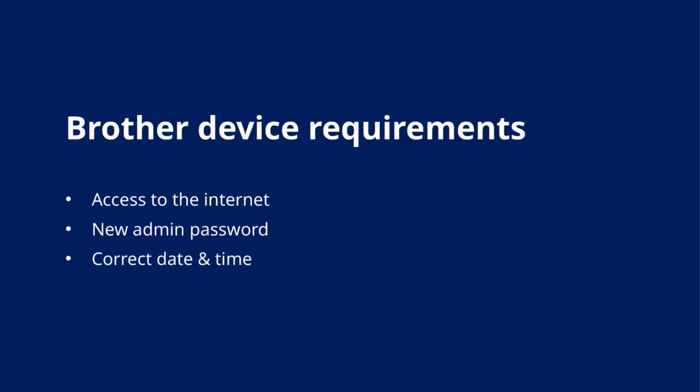Each Brother device will need to be set with the correct date and time, as this is important for authentication purposes to the Universal Print environment. If your network requires a proxy server for Internet access, Brother devices will need to be connected to it before they can be connected to Universal Print. I have posted a link on the screen to another video showing you how to do this.